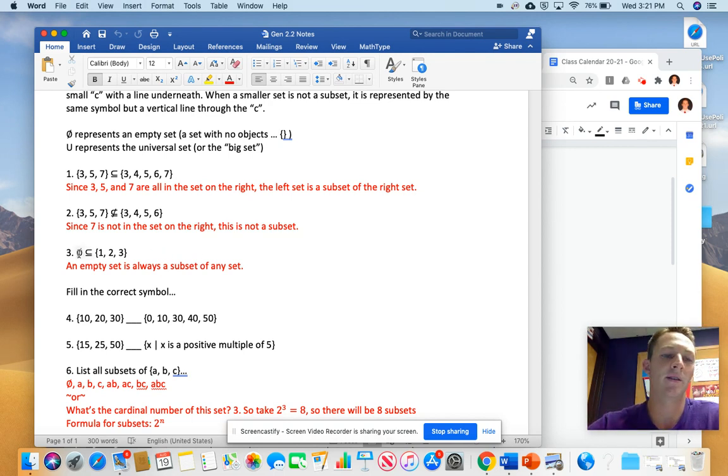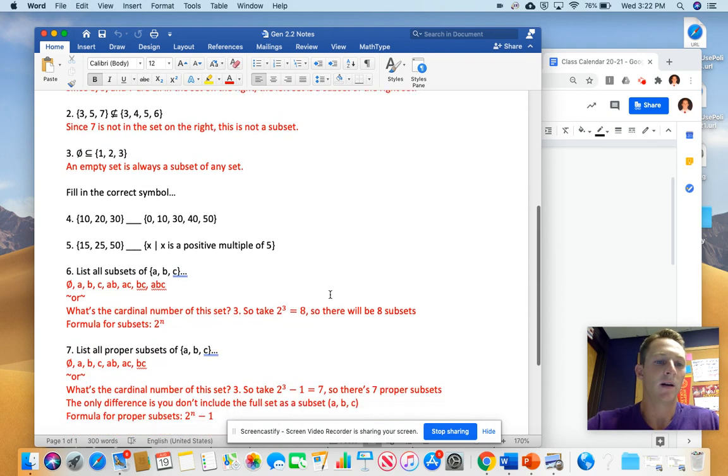But is there always nothing in something? Yes, it's kind of like the air in the room. Even if it's an empty room, there's still air in it. The air would be a subset of the room. The empty set would be a subset of this set of 1, 2, and 3. Just kind of a different way of thinking. So if you have questions, again, let me know. Here we're going to move on. Try to fill those in by yourself.